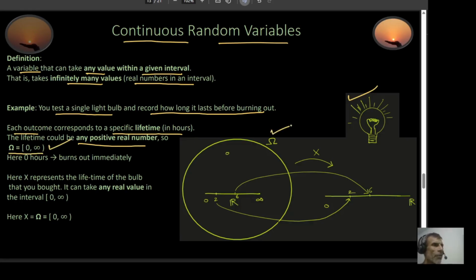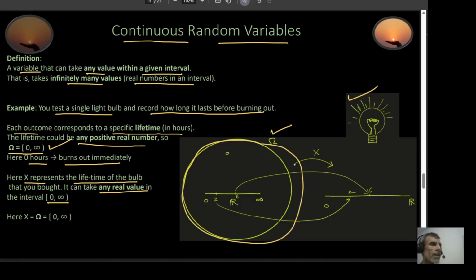So this is my Venn diagram representing that sample space. 0 hours means it burns out immediately. Here, my X represents the lifetime of the bulb that I bought from the store. It can take any real value in this interval, 0 to infinity. If this is my sample space right here, what's happening is I have this mapping. Say this is a 2 over there. This 2 will get mapped to 2 over here, if this bulb lasts exactly 2 hours.